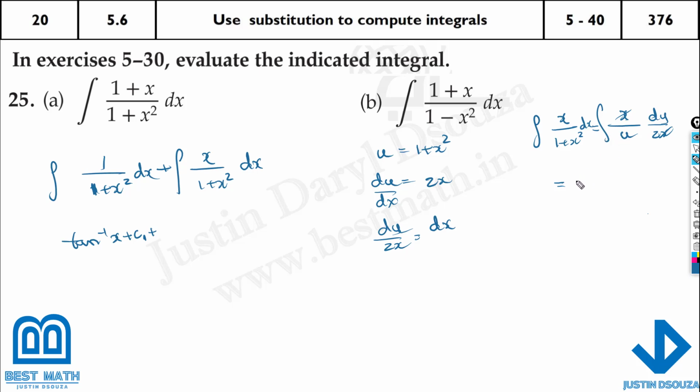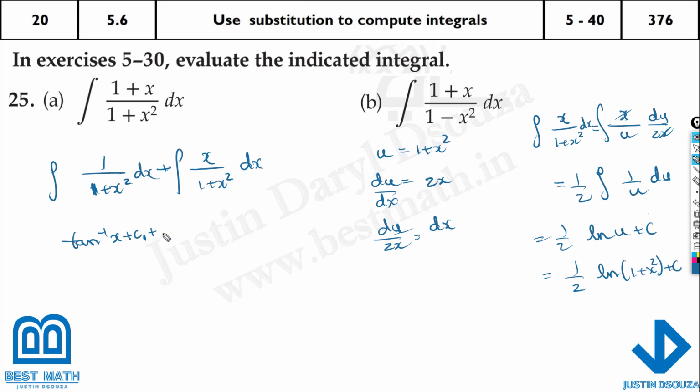So it'll just be 1 by 2 integral 1 by u du. Let's solve this. Half of natural logarithm u plus c. That's the answer. But you need to substitute back what was u initially assumed as. It was 1 plus x squared.